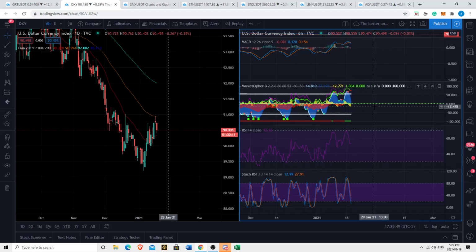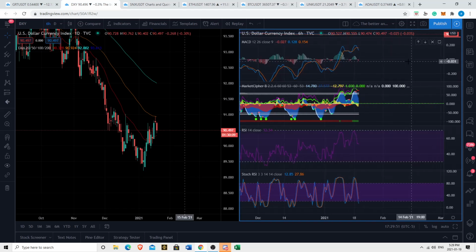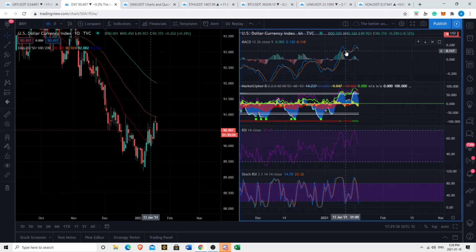Looking at the 6 hour, bearish crossover. So we had a bullish crossover here.